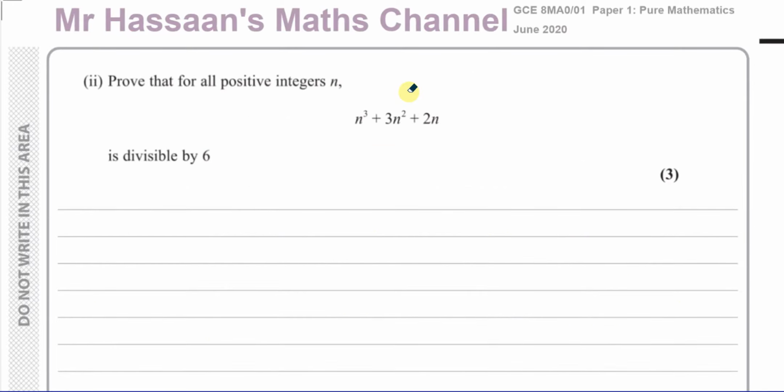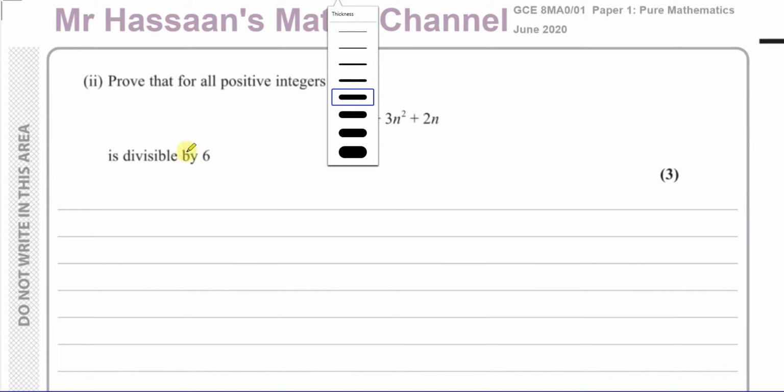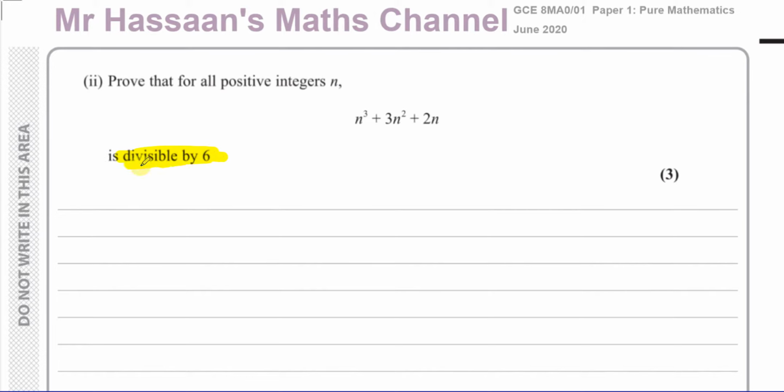Now question part 2, 14 part 2, it says prove that for all positive integers n, n cubed plus 3n squared plus 2n is divisible by 6. Now, divisibility by 6. What we should remember from our early years understanding about facts of divisibility is that if a number is divisible by 2 and divisible by 3 as well, it is divisible by 6.